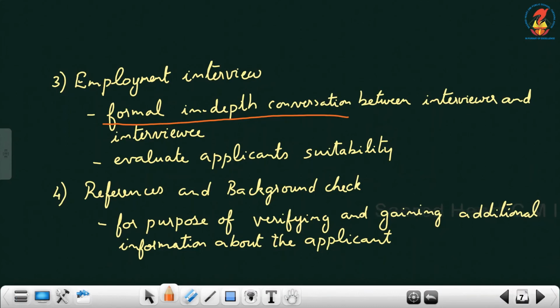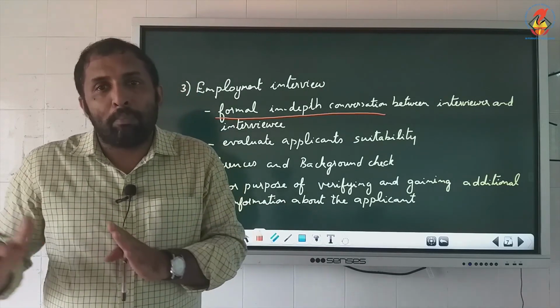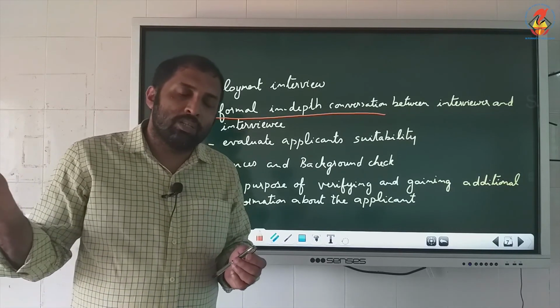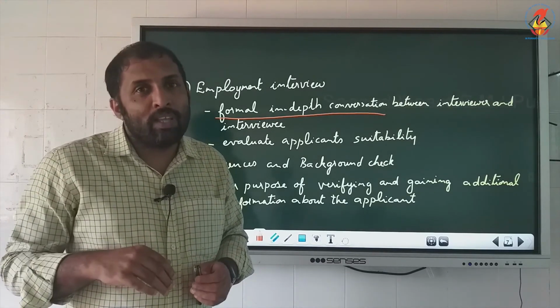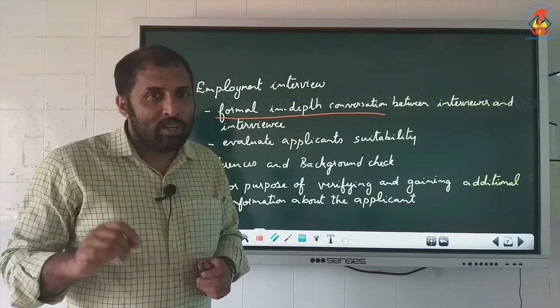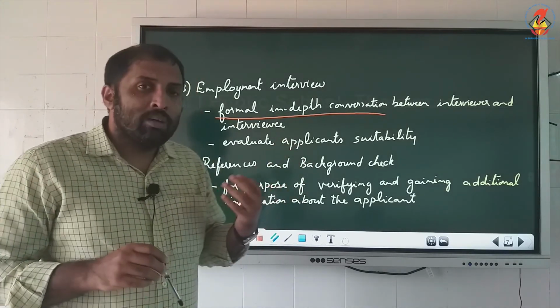References and background check is for the purpose of verifying the information provided by the candidate, whether it is true, whether it is full, all those things, and to get some additional information about the candidate. Usually a person who is suggested as a reference must be a person who is known to the organization and a person who knows the applicant. So through that way the organization is trying to gain maximum information and verify the information provided by the applicant. So these were the 4 steps. Again, a few more steps are there.